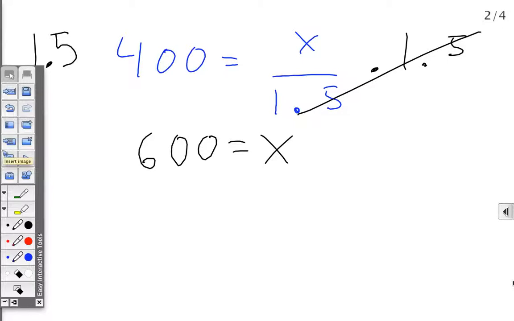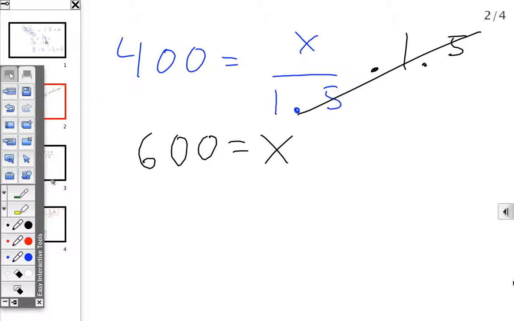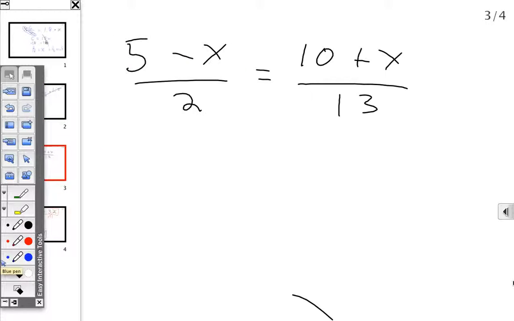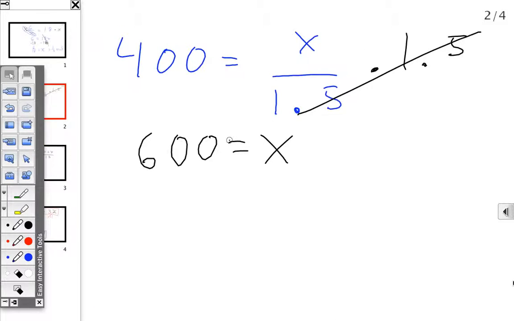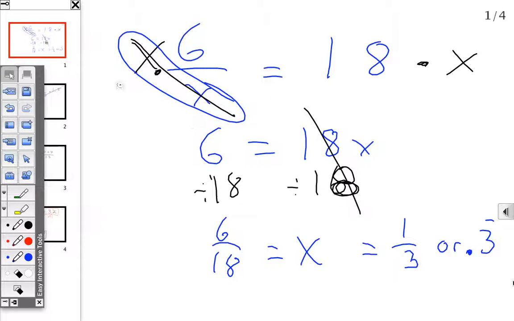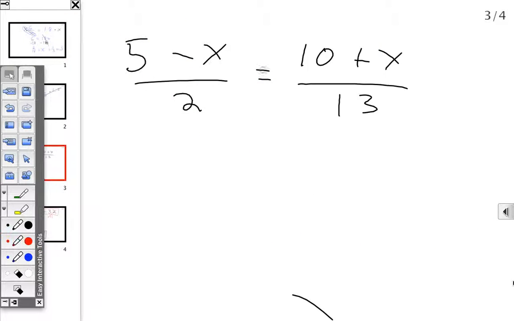And then the last one. What makes this one a little bit different is there's two fractions. But just like step one was get rid of the fraction, step one is going to be get rid of the fractions. This is where that phrase cross multiply comes from.